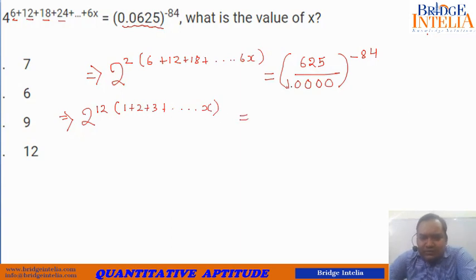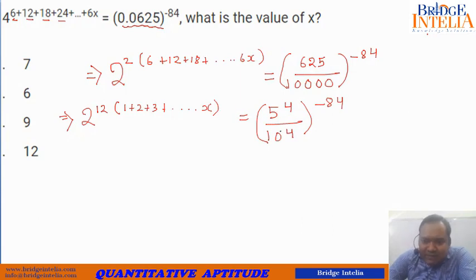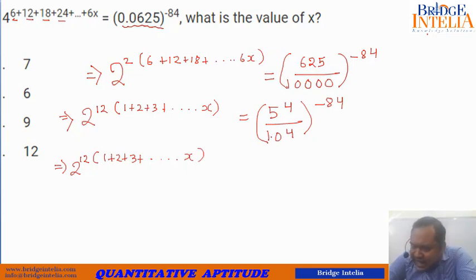So this is given to be equal to, now 625 is 5 to the power 4, and this is 10 to the power 4, isn't it? So this is actually equal to this much. If you see, this is 1 by 2 to the power 4. So this means 2 raised to power 12 whole into 1 plus 2 plus 3 up till x. What I'm trying to say is that 5 by 10 is actually half. So this is half to the power 4 into minus 84.